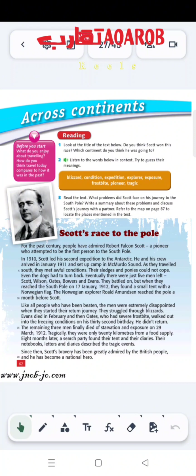So, the summary of the text in general. Scott and the men on the expedition met awful conditions. Their sledges and ponies could not cope. Even the dogs had to turn back. They struggled through blizzards and eventually died of starvation and exposure.